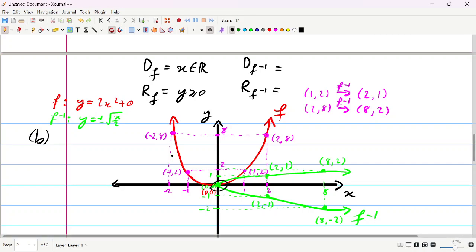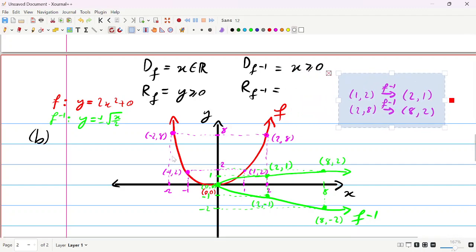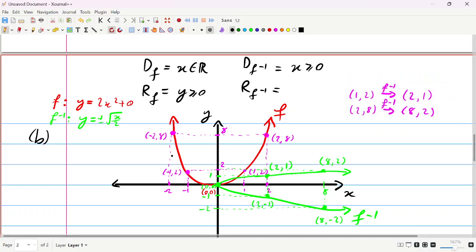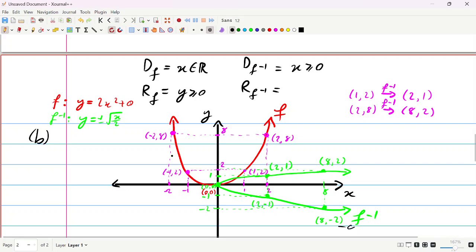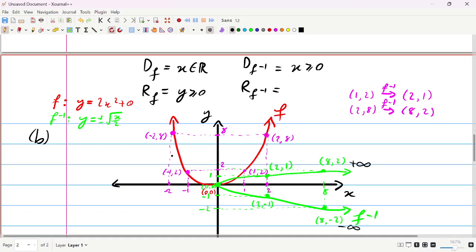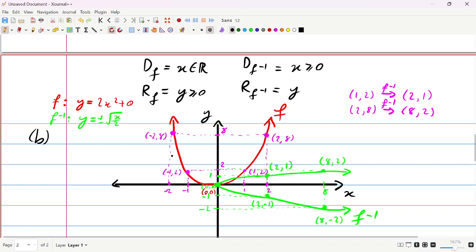Notice it starts from x equals 0 and it goes all the way to infinity. So therefore x is greater or equal to 0. Let me just move this stuff out of the way. And then for the range, notice that it starts from negative infinity all the way to positive infinity. So therefore, the range is going to be y is an element of the reals.